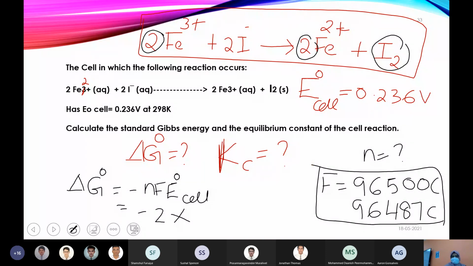So if you take the exact value, 2 into 96,487 into 0.236. So what will be the final? You can take 96,500, but this is the actual. Sometimes they will give you the value in the question. Minus 45 point.